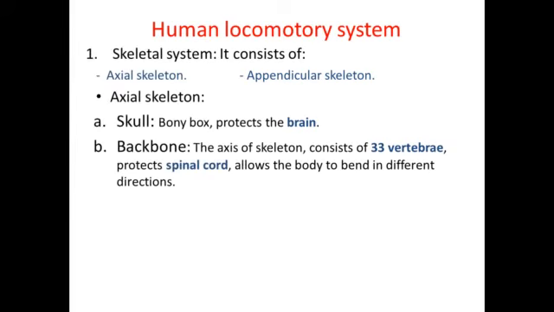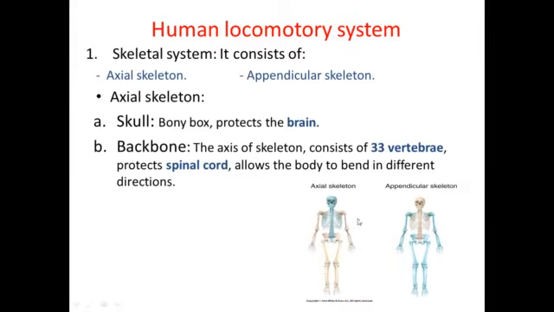First, let's talk about the skeletal system, which consists of two main skeletons, which are the axial skeleton and the appendicular skeleton. First, the axial skeleton consists of three main parts, which are the skull, backbone, and rib cage. First, the skull. The skull is a bony box which protects the brain, its main function, and it has some cavities for sense organs like the eyes, nose, and mouth cavity.